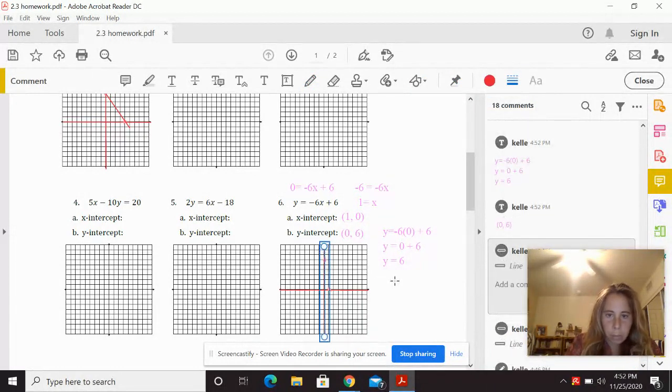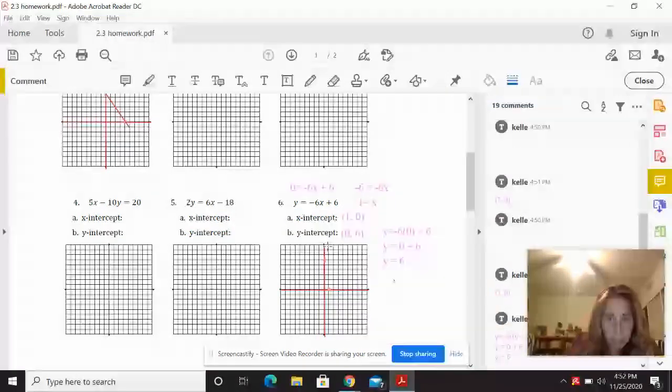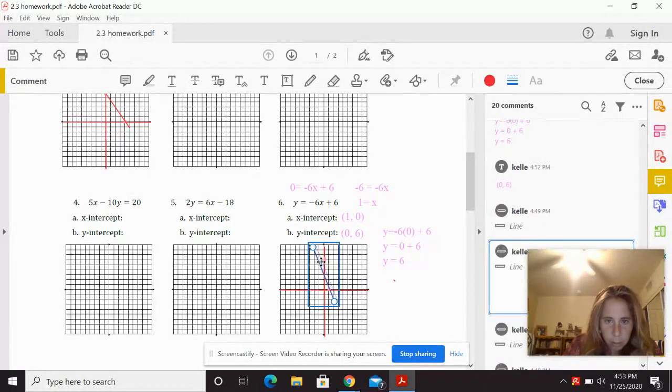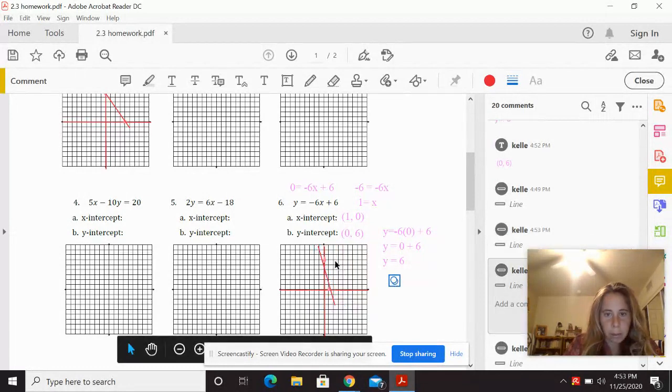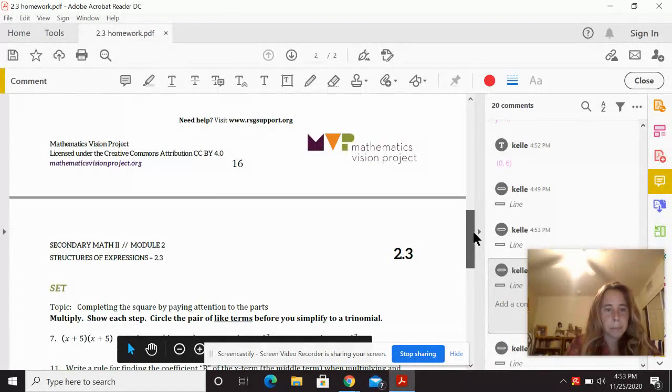Okay. Oh, nope. Go away. Grab my little line tool one more time. Oh, I didn't do that well. Jeez. Okay, close enough. Connect them with a line. But it should have an arrow on both ends because it's going on forever in both directions. Okay, so that's 1 through 6.